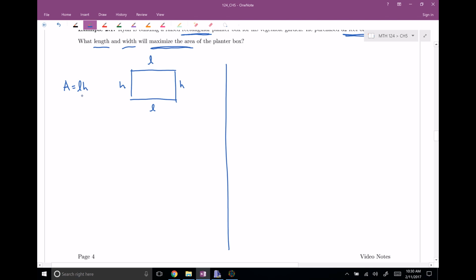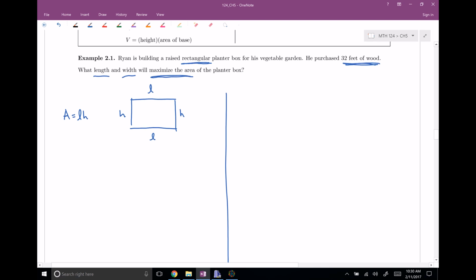So I need to try to restrict this down to just have 1 variable. I've used pretty much all of this information up here, except for the fact that I purchased 32 feet of wood. So I'm going to use this to hopefully just get down to 1 variable. 32 feet of wood is telling me, at most, how much can my perimeter be? If I want to maximize area, I'm going to use all of the wood that I have available. So my perimeter should be 32 feet of wood.